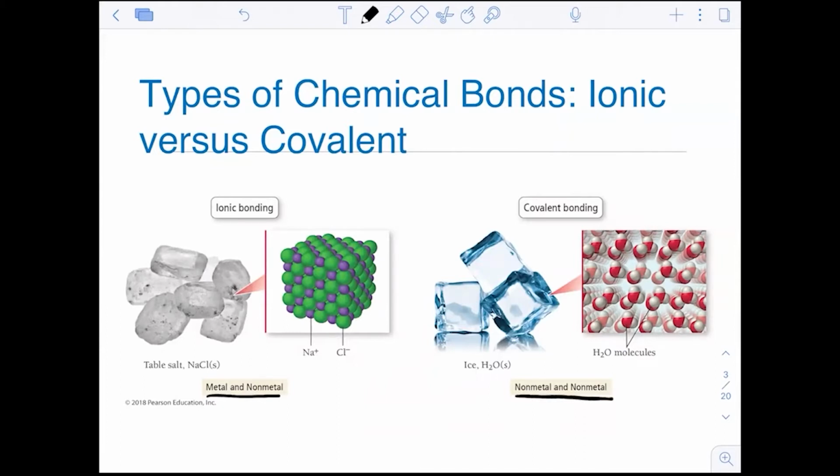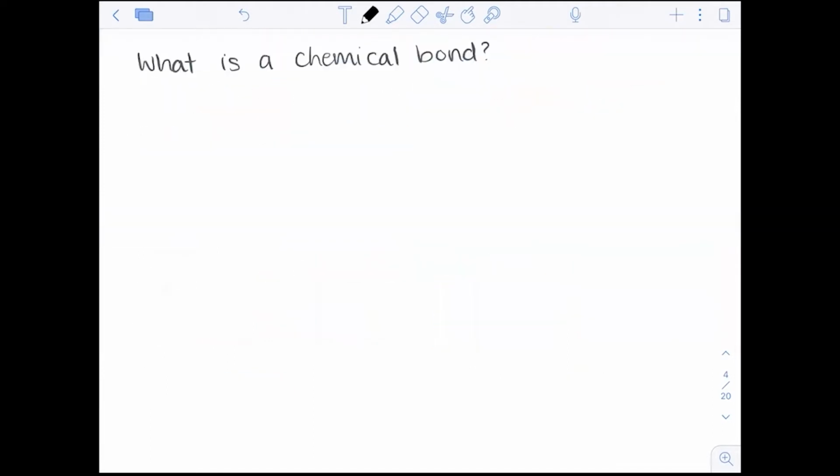So there's going to be a big difference between how elements react depending on their physical properties, namely the periodic trends that we just looked at. We'll dive into that in just a second. Let's just answer this question: what is a chemical bond? A chemical bond is defined as a force that holds atoms together.